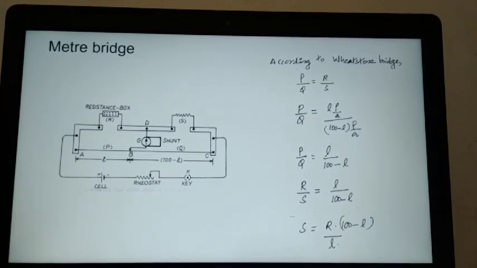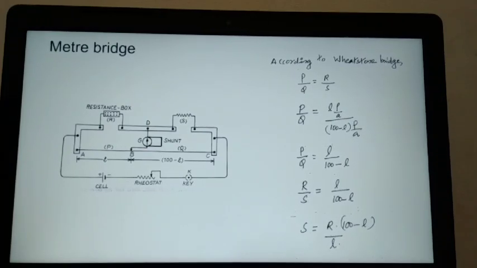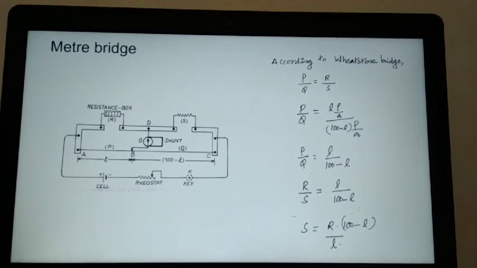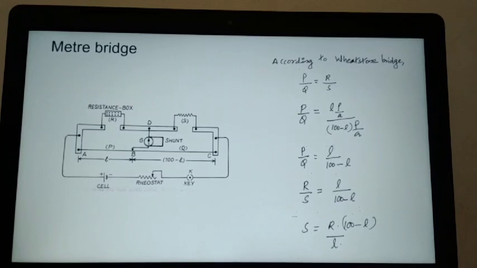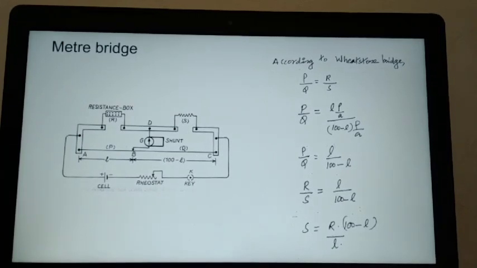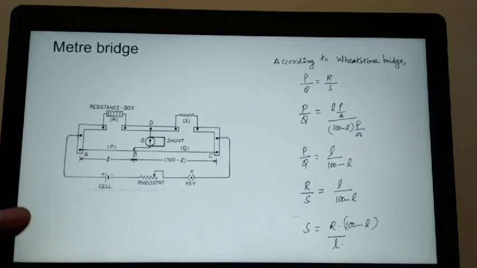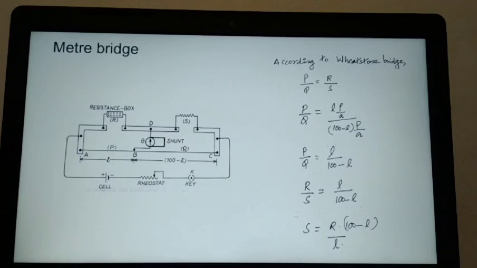At the point B, the null deflection point, the length of the wire between the left end and the jockey is denoted as L, and the rest of the length is 100 minus L. Now you can consider this as a Wheatstone bridge arrangement, in which in one arm the resistance box is connected, in another arm the length L of the conducting wire, in the third arm the length 100 minus L, and in the fourth arm the resistance S. Between two diagonal points the cell is connected, and between the other two diagonal points D and B the galvanometer is connected. So that is very similar to your Wheatstone bridge arrangement.